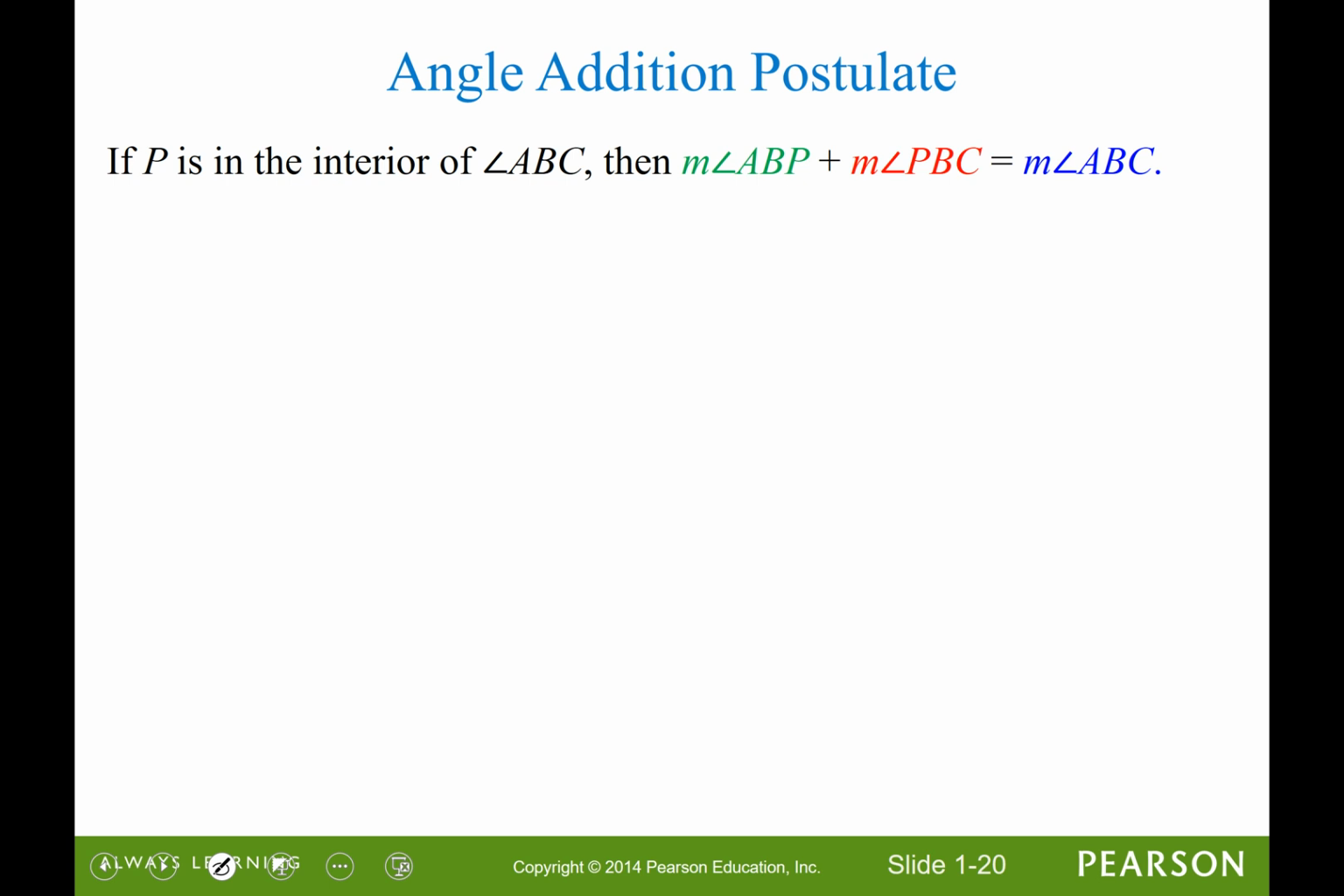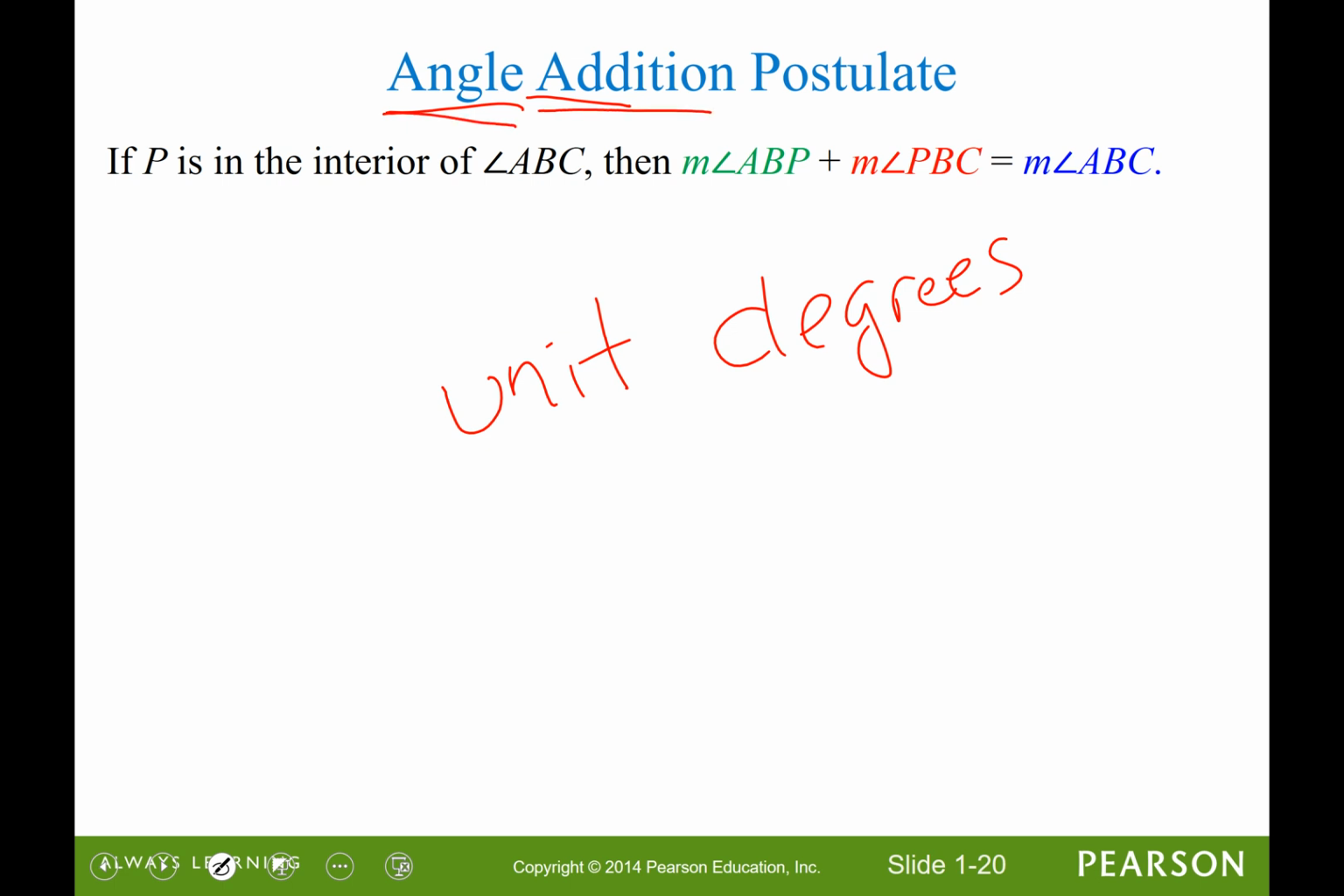Angle addition postulate. Just like the segment addition postulate, you're allowed to add angle measures. And that's because the unit of degrees or radians, they follow the rules of addition. So we're allowed to add angle measures together. And if you're ever justifying why you're able to add angle measures together in a proof, you would say due to the angle addition postulate.